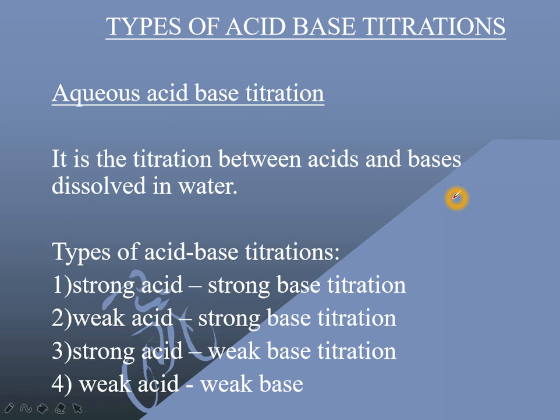Next, what are the types of acid-base titration? These types are also the answer for the neutralization curves that come under acid-base titrations. Aqueous acid-base titration is a titration between acids and bases dissolved in water. There are 4 different types. First is strong acid, strong base titration. Second is weak acid, strong base titration. Then strong acid, weak base titration, and then weak acid, weak base titration.